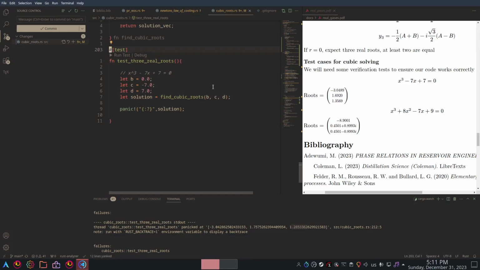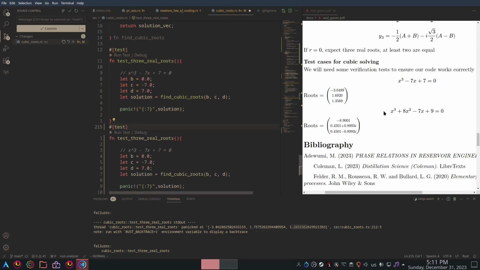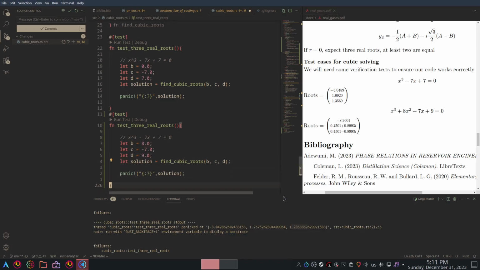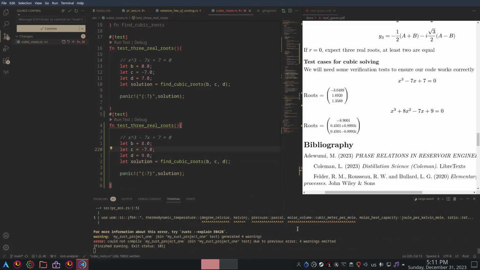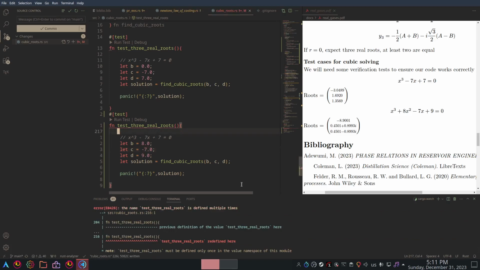I want to just implement the second test first, which is this polynomial here: x cubed plus 8x squared minus 7x plus 9. So I'm going to have 8x squared here, minus 7x, and I'm going to put plus 9. And then I'll have the solution right here. It only has one real root, so I'm going to put the second test first.